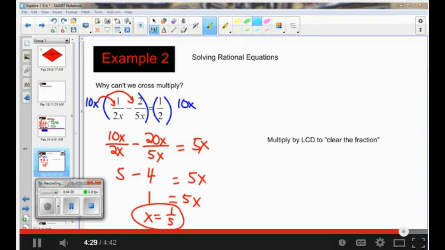And doing a quick check, as long as 1/5 doesn't make any of these three denominators 0, 1/5 is considered a valid solution. Okay, that's going to wrap up our introduction to two different techniques for solving rational equations.